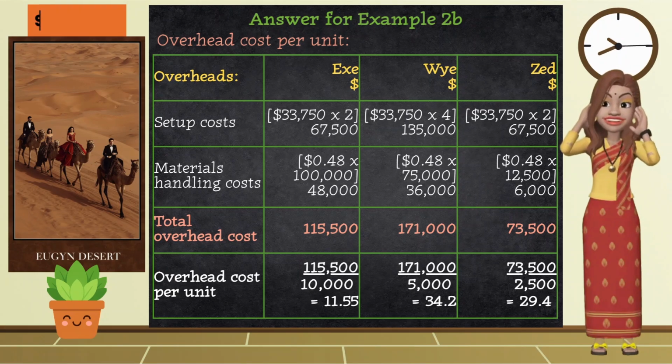To get the total overhead cost, we add the setup costs and the material handling costs. For product X, that is $115,500. To get the overhead cost per unit, you take the total overhead cost divided by total production units. For X, we get $11.55. Following the same process, the overhead cost per unit for Y is $34.2 and for Z, $29.4.